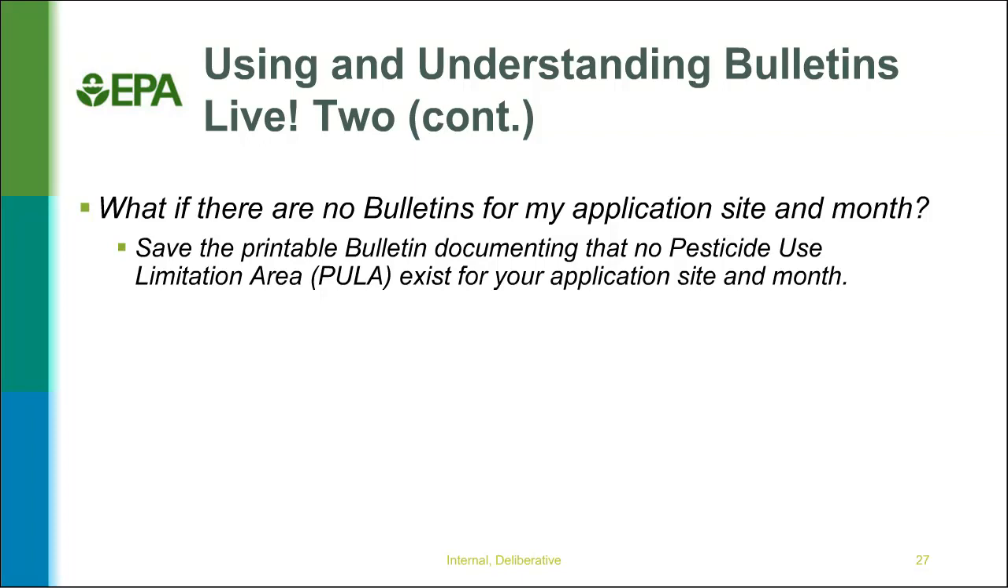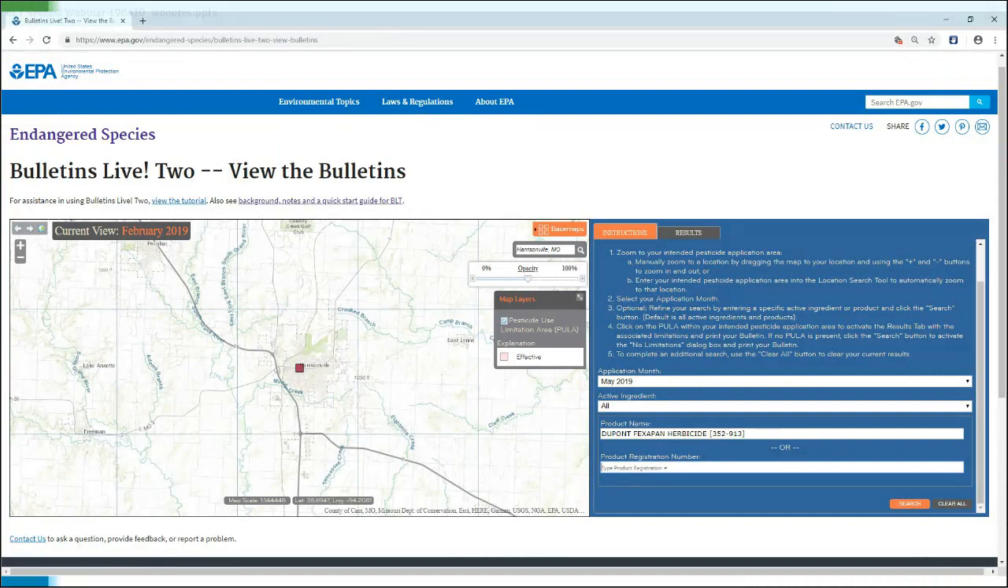Continuing with this, what if there are no bulletins for my application site and month? You would still need to save the principal bulletin documenting that no pesticide use limitation area or PULA exists for your application site and month. And I'll show you how to do that.